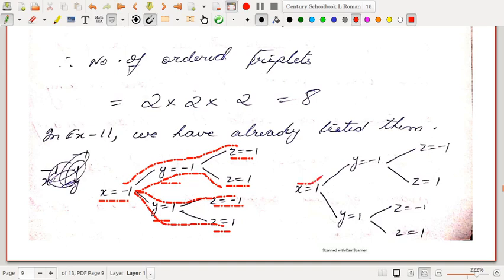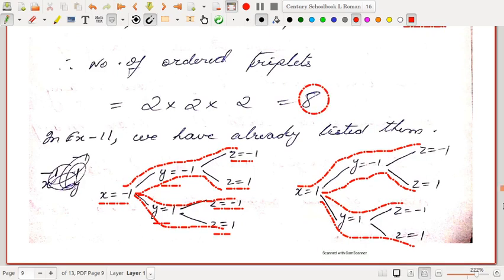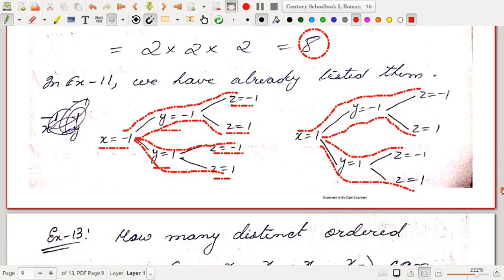Here again, this is another triplet, 1 minus 1, minus 1. Another one is 1 minus 1, 1. Another one is 1, 1, minus 1. And another one here is 1, 1, 1. So these are the 8 ordered triplets that we have already listed, and this 8 that we have calculated without listing. So you need to understand both, and both are important.